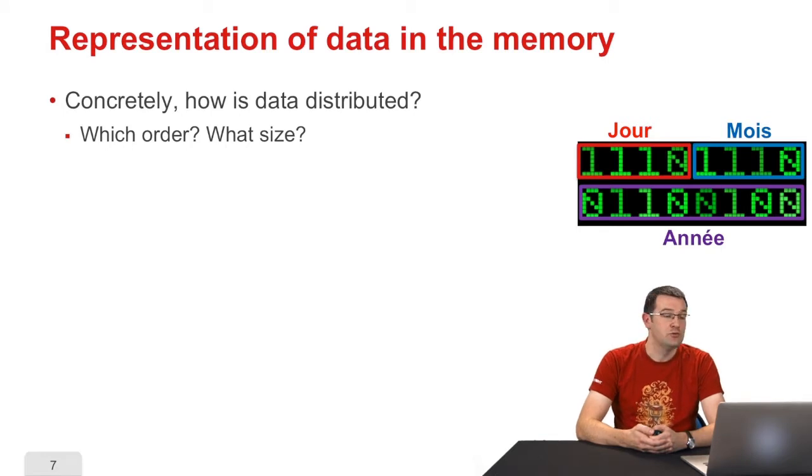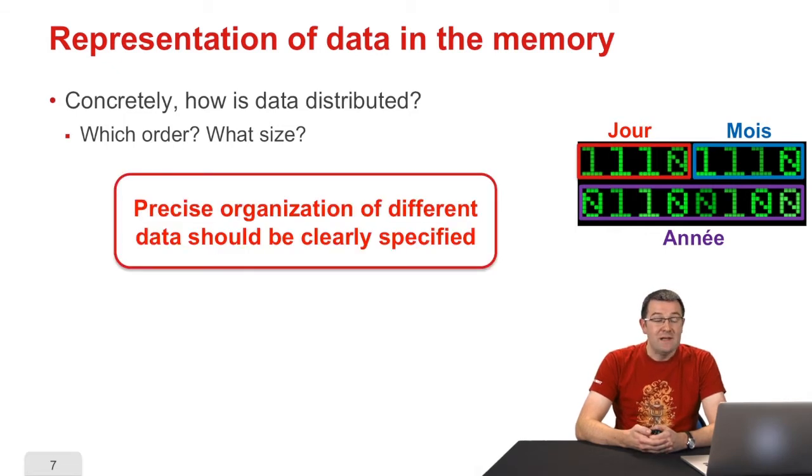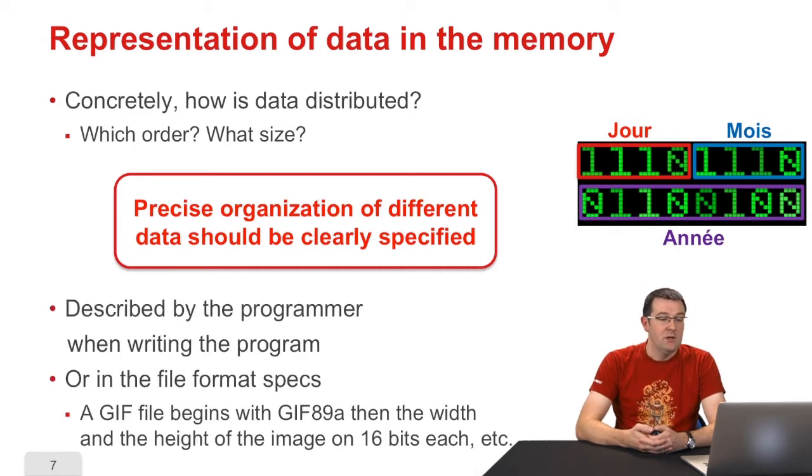All these data structures will be stored in the memory, concretely. So will they be allocated in the memory, and in which order, what size, etc. The most important now is to clearly define how to store information and where. There will be a place where we'll specify how the data is organized in the memory. The programmer is the one who will do it when writing his program.